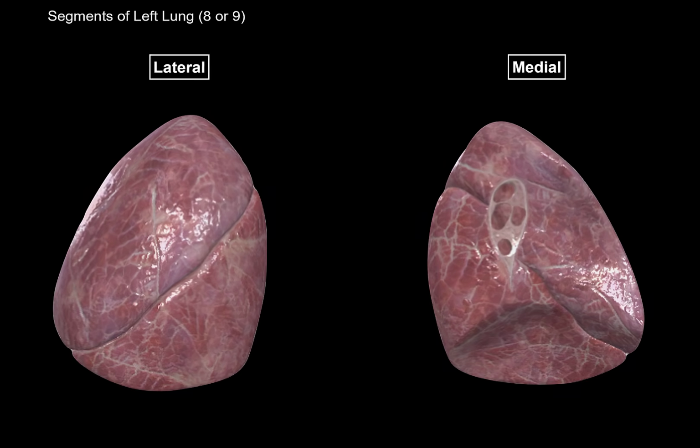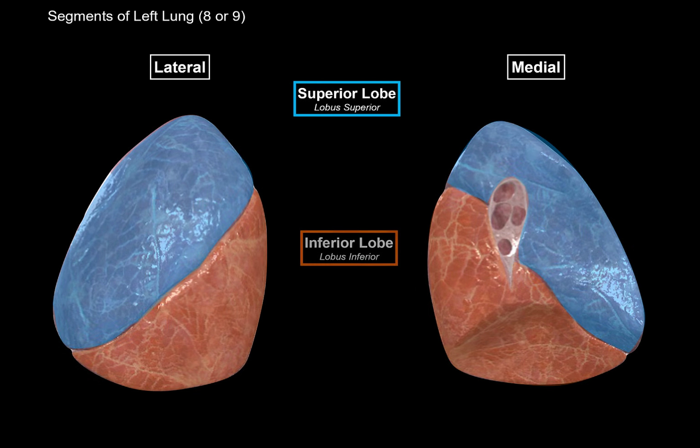The left lung, remember, consists of the superior lobe and the inferior lobe, and they are divided into a total of 8 segments, not 10 like the right lung. There are some variations here. In some people, some segments might be fused and form 8 segments, and in some people, there might be 9 segments, and I'll show you the differences as we go through them.